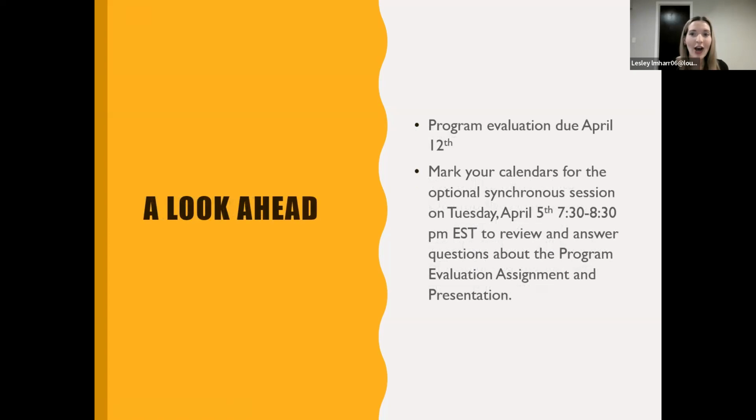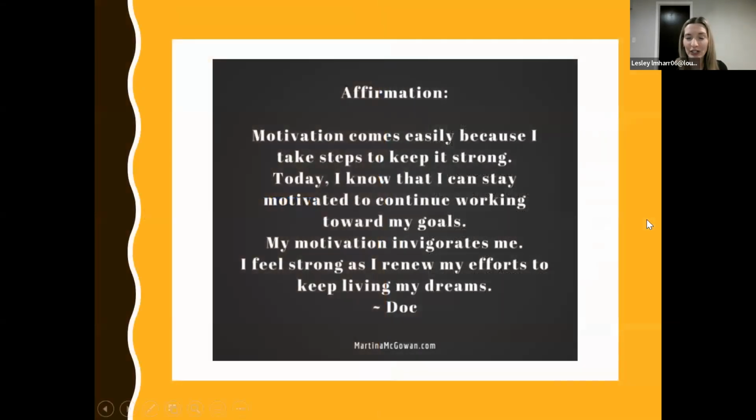And a look ahead, our program evaluation is due on April 12th. So that is coming right up. And I am going to be hosting an optional synchronous session on Tuesday the 5th from 7:30 to 8:30 p.m. Eastern time, to answer all of your questions about the program evaluation. But just bear in mind that everything is building. So the measurement section of your program evaluation, you are really writing in your journal this week. So keep track of everything you're working on. You're going to do fine.